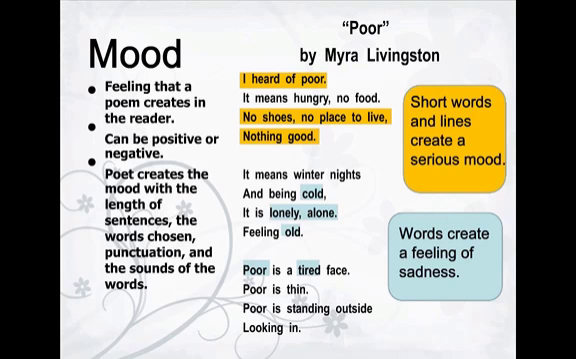"I heard of poor. It means hungry, no food, no shoes, no place to live, nothing good. It means winter nights and being cold. It is lonely, alone, feeling old. Poor is a tired face, poor is thin, poor is standing outside, looking in." So the short words and lines create a serious mood, and then these words of cold, lonely, alone, old, poor, tired create a feeling of sadness or a rather negative mood within the poem. So specific words or sentences as a whole can create the mood, but make sure to look at the length of sentences as well as the punctuation, not just the individual words within a poem.